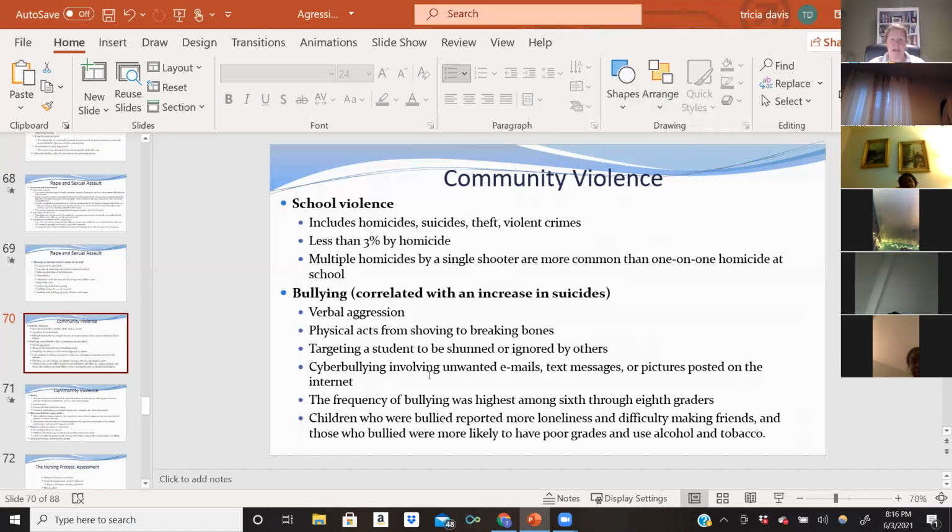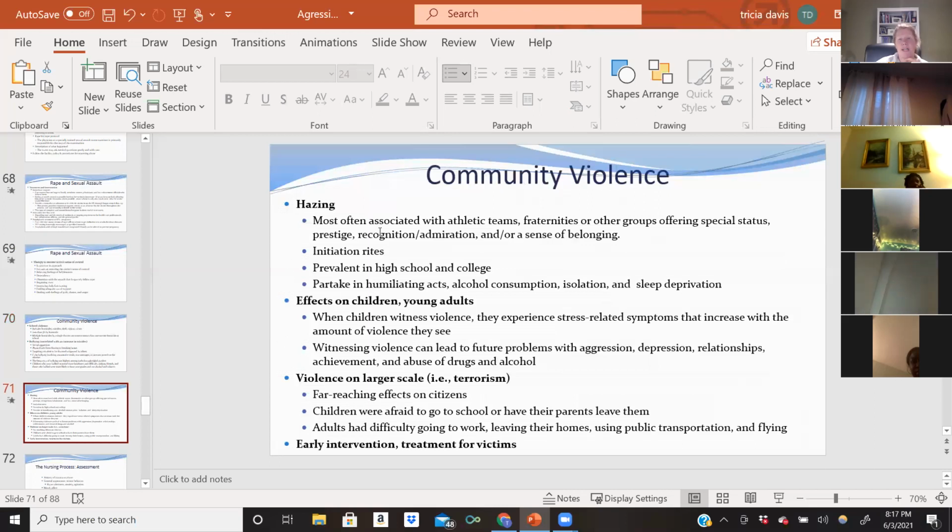They can just send off an email and, half the time, their parents don't even know what's going on. The frequency of bullying we see is the highest between children in 6th grade through 8th grade. And in studies on children that were bullied, they reported that they felt more loneliness, that they had a lot of difficulty making friends, and that poor grades and the increased use of alcohol and tobacco were associated and more likely in children who had been bullied.